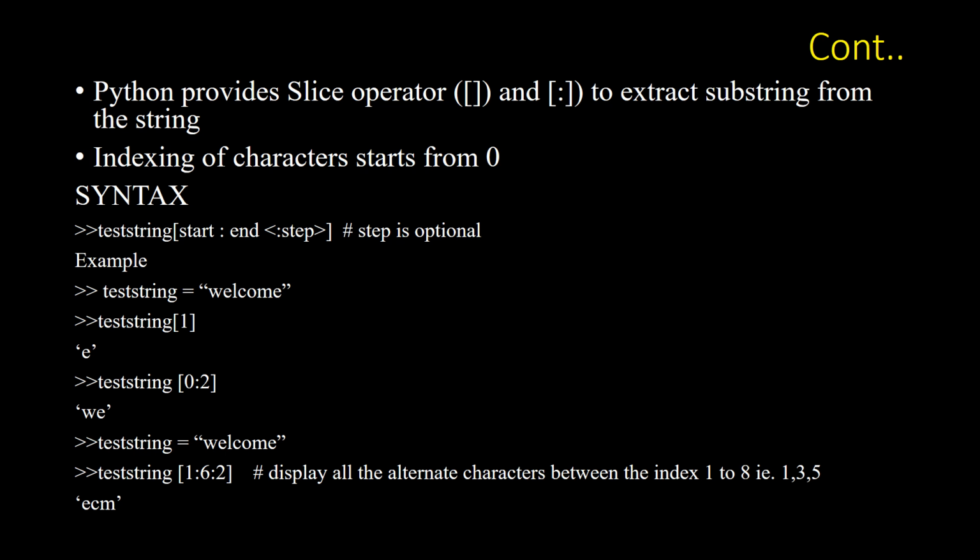The next example is the same test string, Welcome. I have given 1 colon 6 colon 2, whereas it displays all the alternate characters between index 1 to 6. That is, from 1 to 6 the alternate characters are at 1, 3 and 5. So at 1 it is E, at 3 it is C, and at 5 it is M. So ECM will be printed.